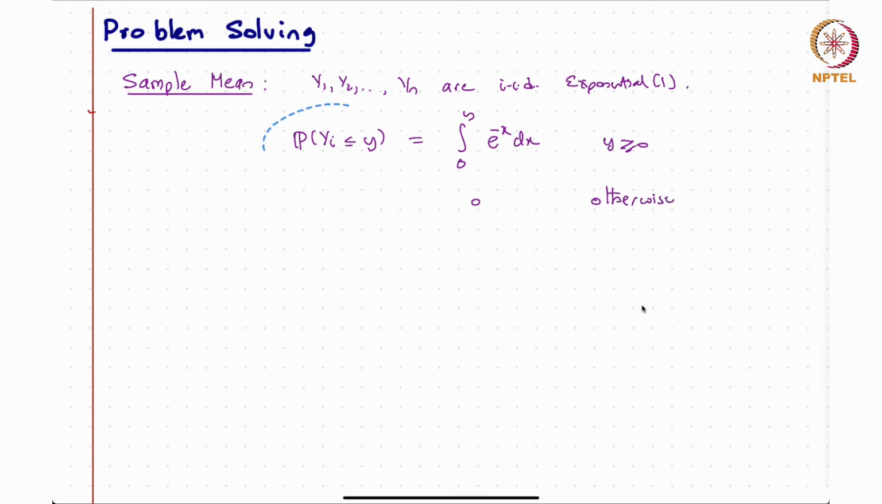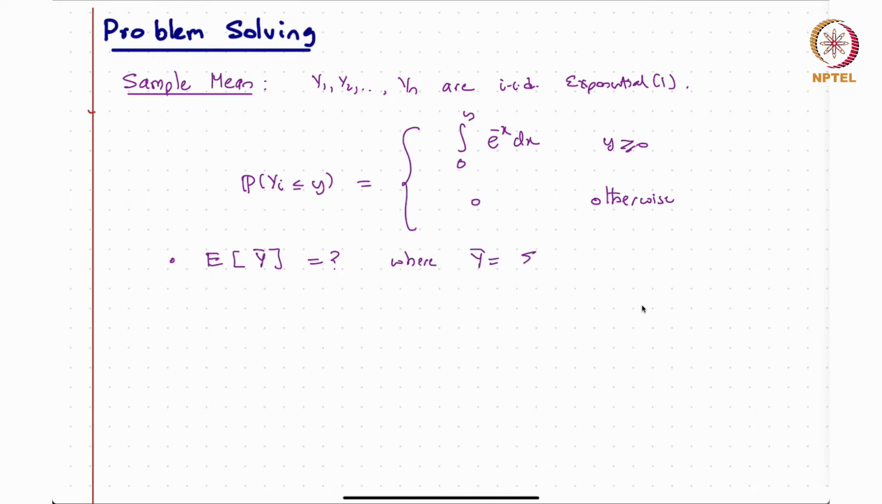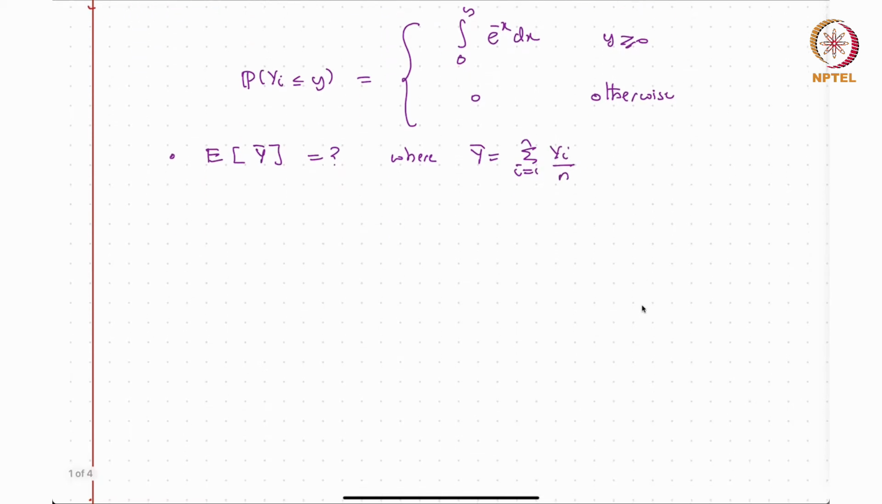So the first question I ask you is, what is E of y bar? Here y bar is the sample mean, where y bar is the summation from i equal to 1 to n of yi divided by n. So I sample y1 to yn, and I want to compute what E of y bar is. It's quite easy to do.